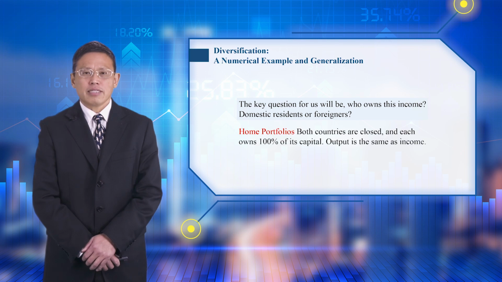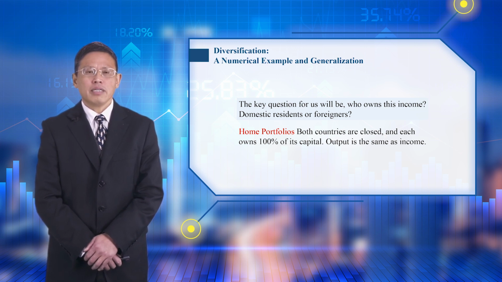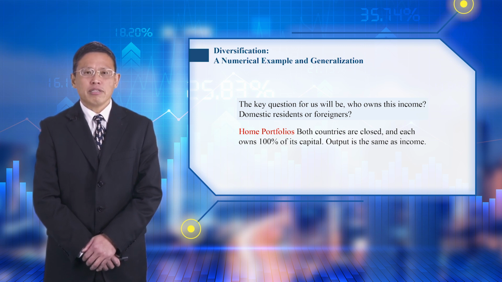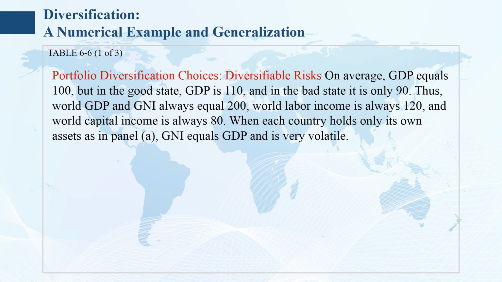Home portfolios. To begin, both countries are closed, and households in each country own the entire capital stock of their own country. Thus, A owns 100% of A's capital, and B owns 100% of B's capital. Under this assumption, output as measured by gross domestic product, GDP, is the same as income, as measured by gross national income, GNI, in A and B. A numerical example is given in Table 6-6, Panel A.